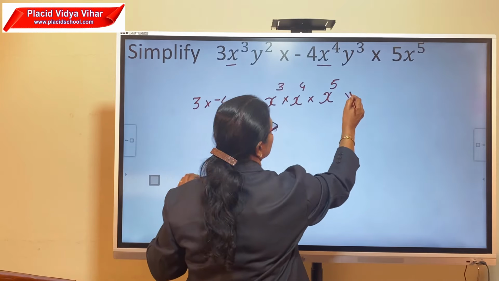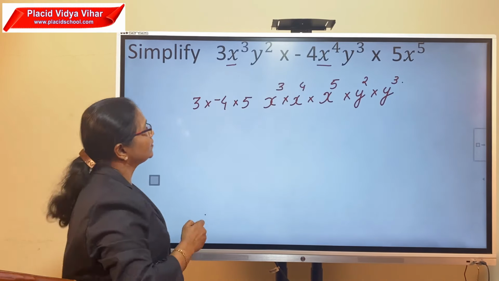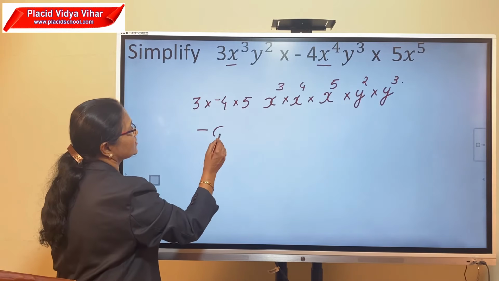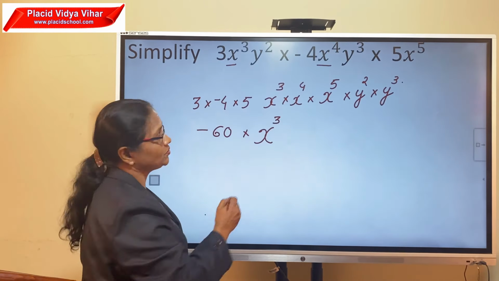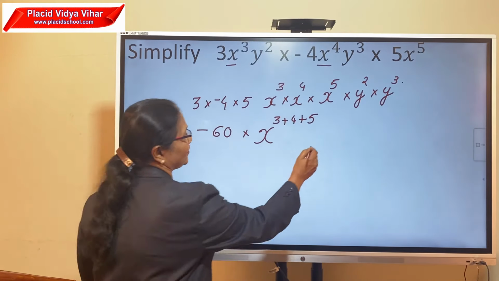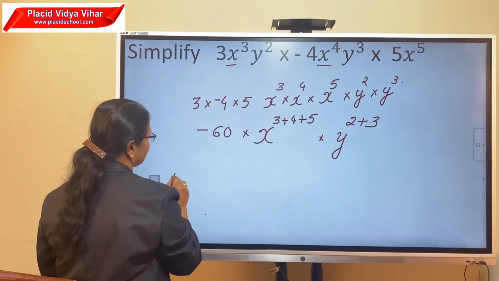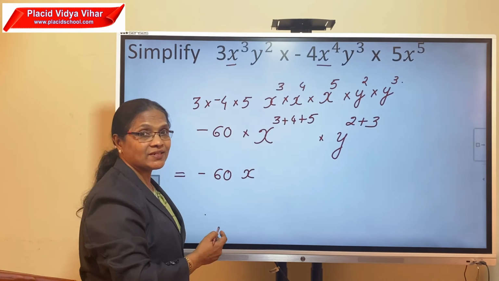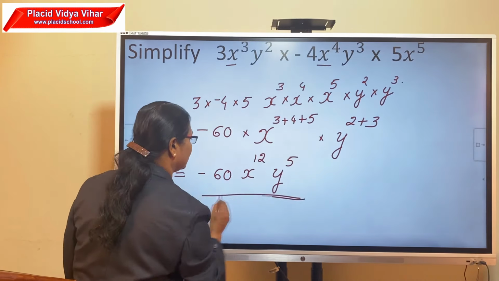Now the y terms, y square into y cube. 3 times negative 4 times 5, that is negative 60, into x raised to 3 plus 4 plus 5, then into y raised to 2 plus 3. That is equal to negative 60 x raised to 3 plus 4, 7, 7 plus 5, 12, y raised to 5.